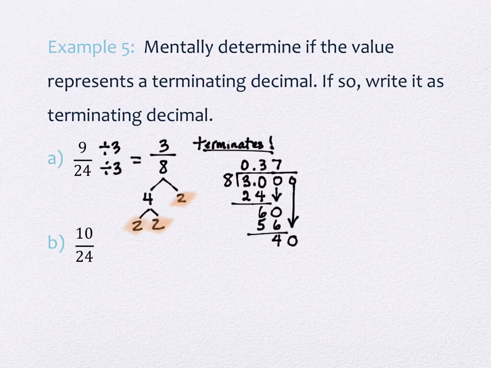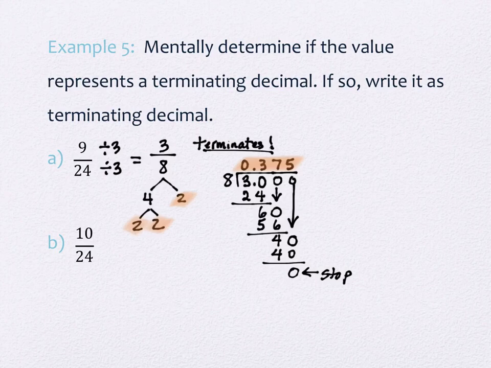8 goes into 40 how many times? 5. 5 times 8 is 40. So once I get to a 0 here, this tells me to stop. And the answer is right there: 375 thousandths. Okay? It will stop. How do I know it will stop? Because there's only 2's in that denominator, right? And again, check with your calculator to make sure you didn't make a simple arithmetic mistake, of course. But this is the correct answer.